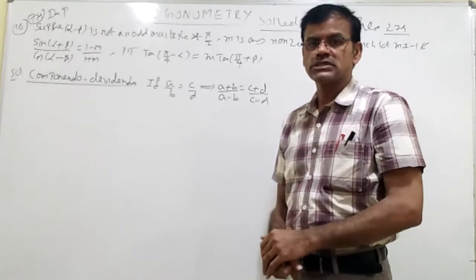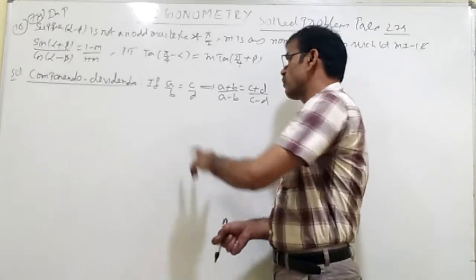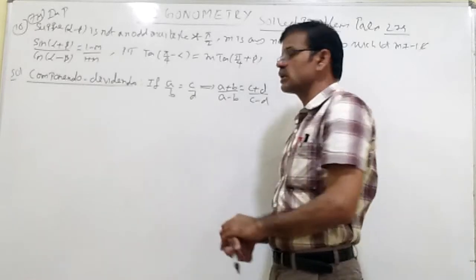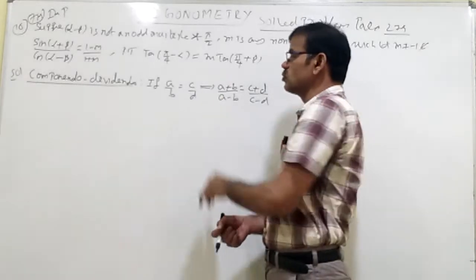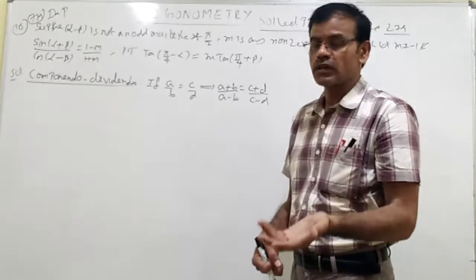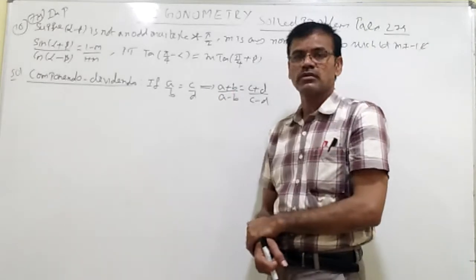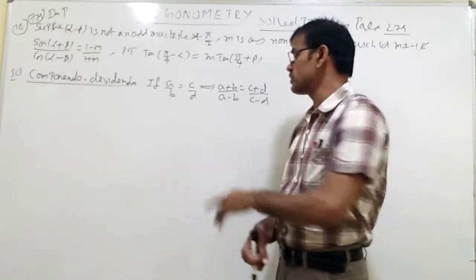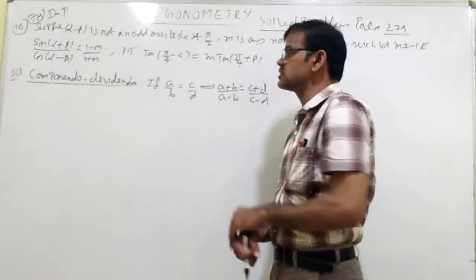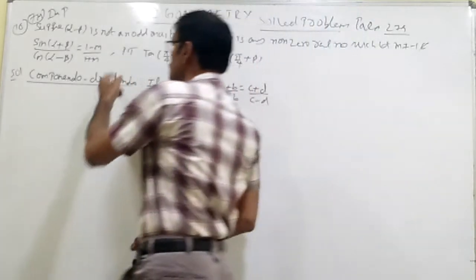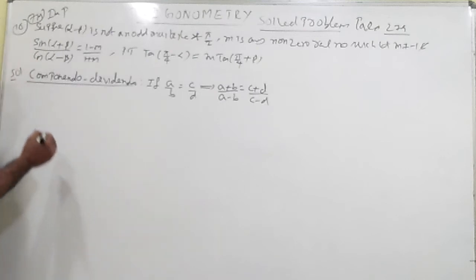Whenever the two fractions are in proportion, we apply numerator plus denominator by numerator minus denominator. So whatever operation we apply for the first fraction, the same operation we should apply for the second fraction also. The concept is called componendo and dividendo. Depending upon this concept, we should do this question.